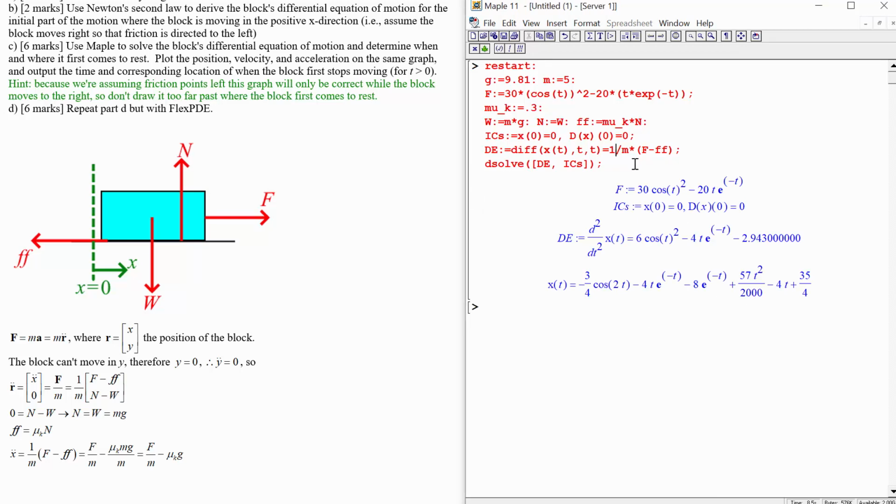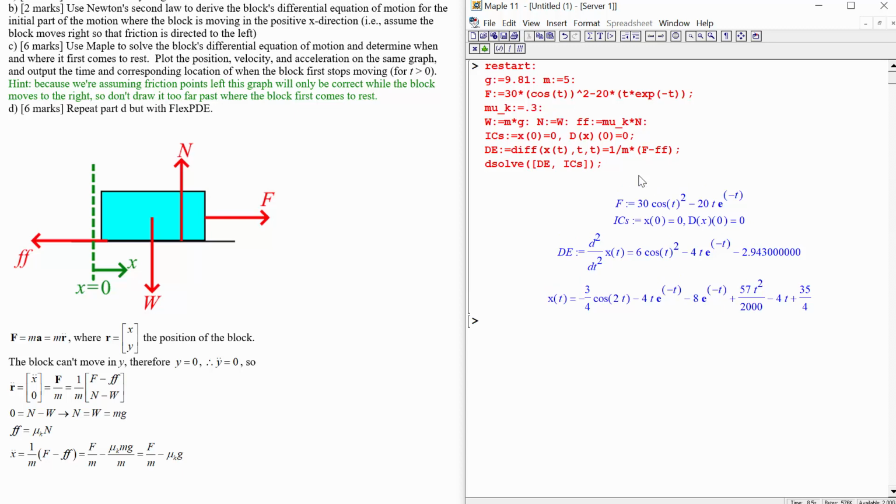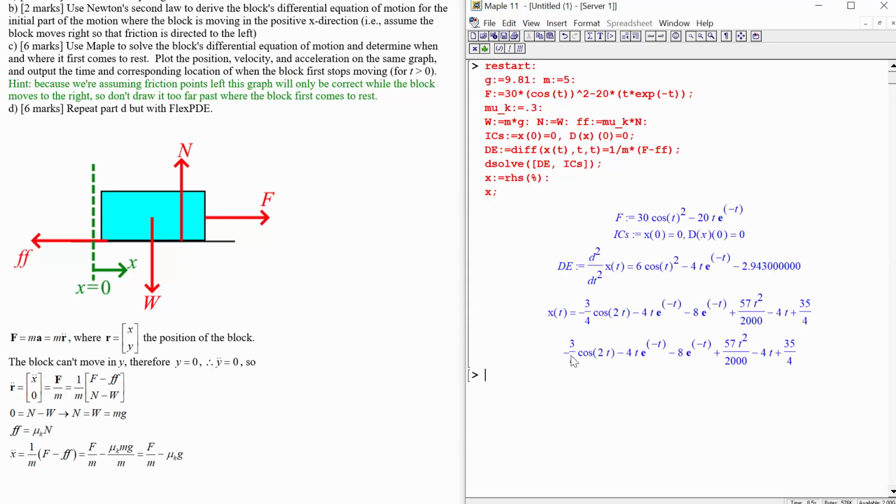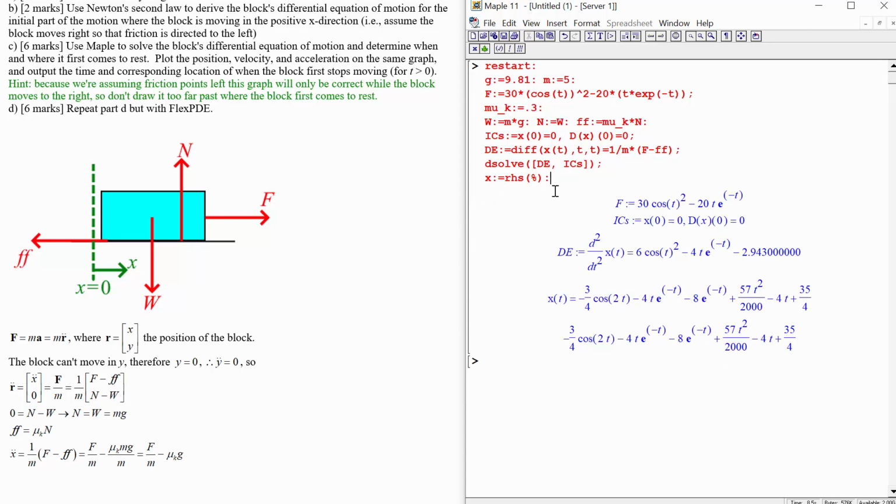So the next step is to have a look at this solution and see if it's meaningful. We have first to assign this to something. So let's just call this x. X is the right-hand side of the previous thing, and that'll make x assigned to everything that was to the right of this equal sign. So now we can see what x is just as a check. Yeah, x is everything that's over there. And now we're in a position to plot that.